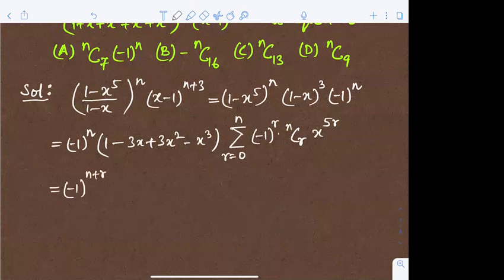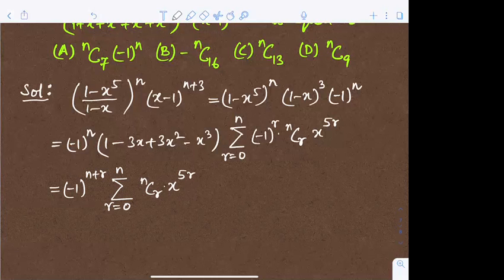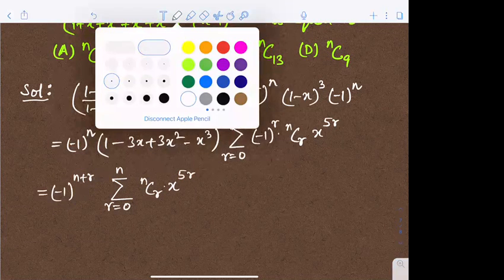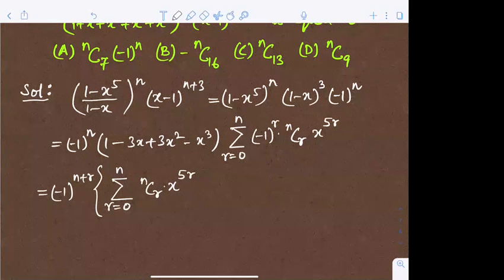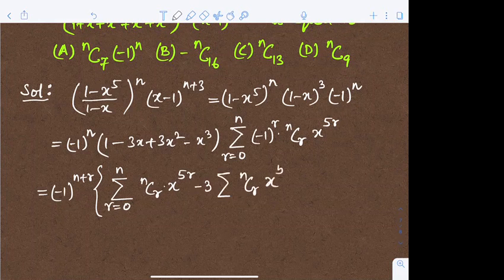Now if I simplify this, minus 1 to the power n plus r. I took them together, and if I multiply them inside the summation notation, I will get 1 into that. So 1 into that is nCr x to the power 5r. Minus 1 to the power this I have taken common. Now the next term is minus 3 times summation nCr x to the power 5r plus 1.